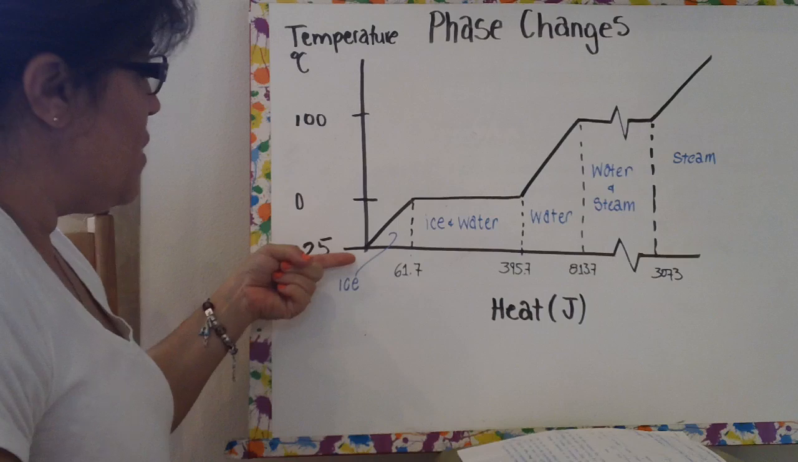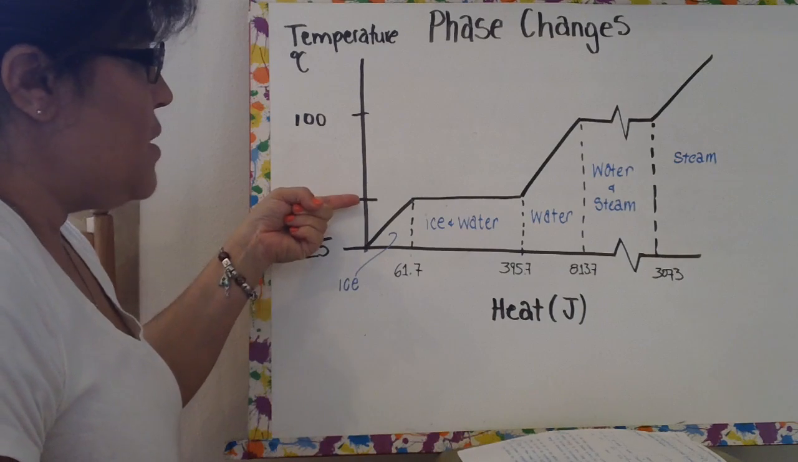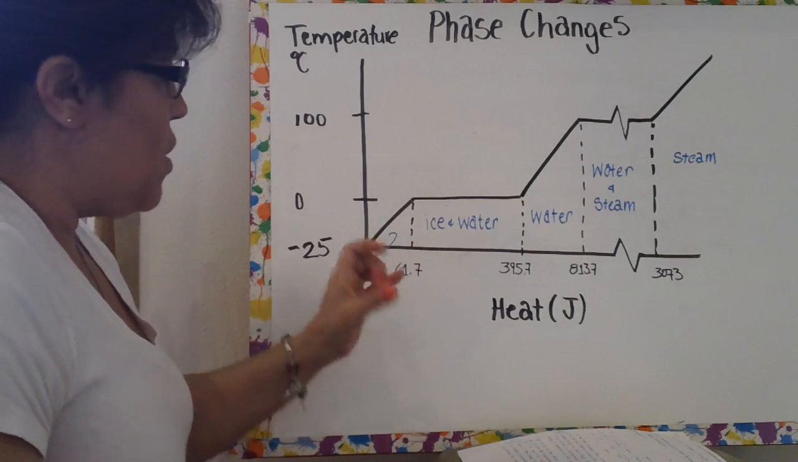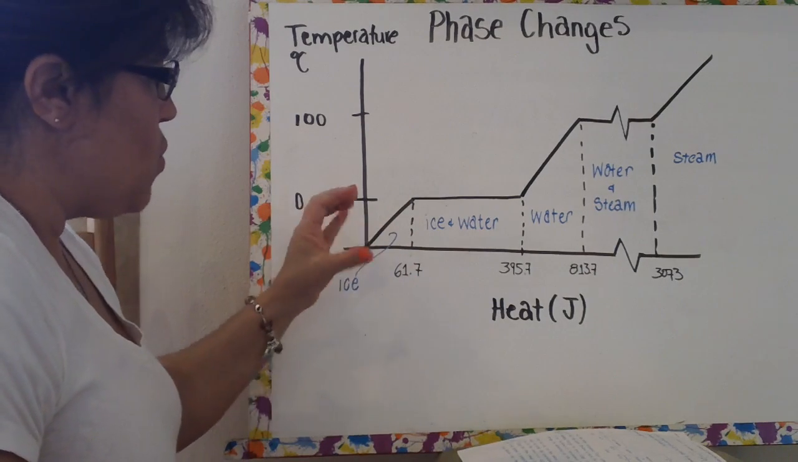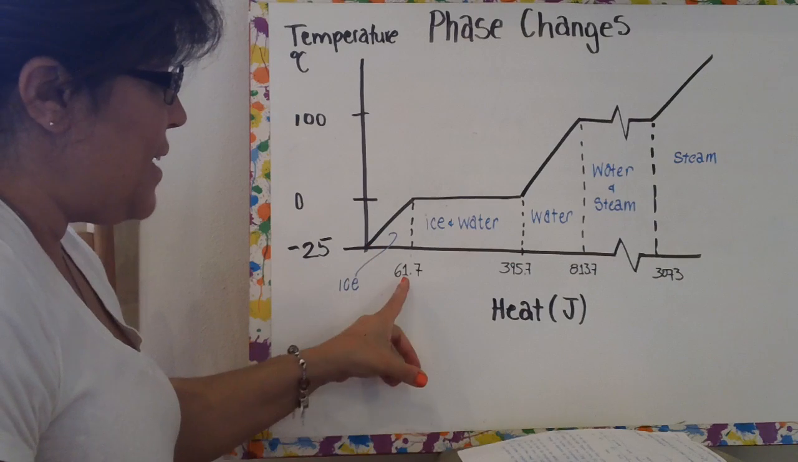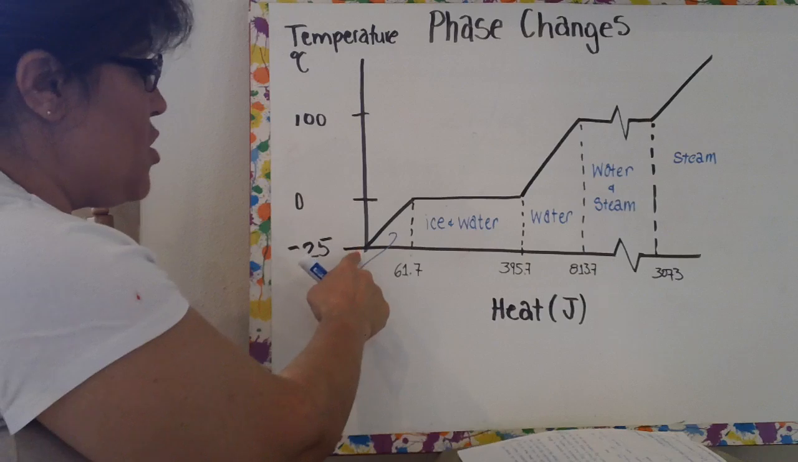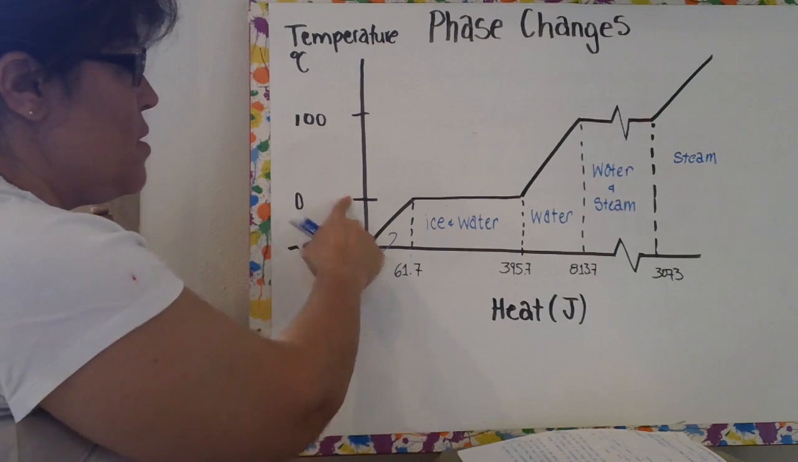So we're going to go from negative 25 degrees all the way to 0 degrees. And you can see here, you still have only pure ice. There's no water involved. So every bit of heat that's going to be added, the 61.7 joules, is going to be absorbed in changing the temperature from negative 25 to 0.